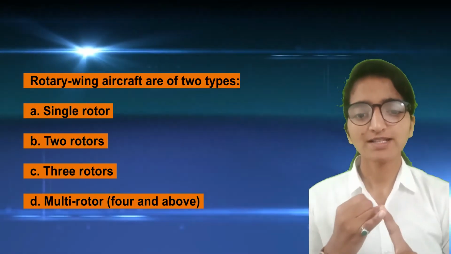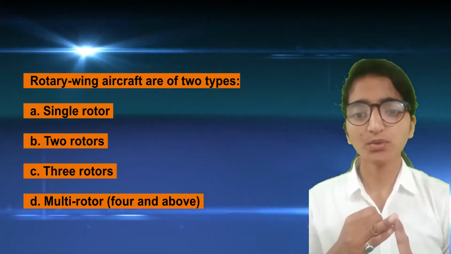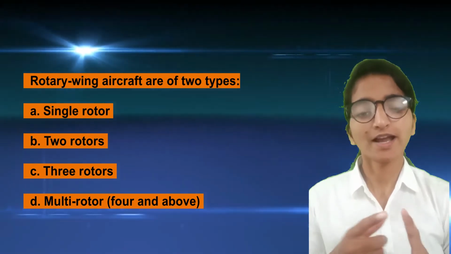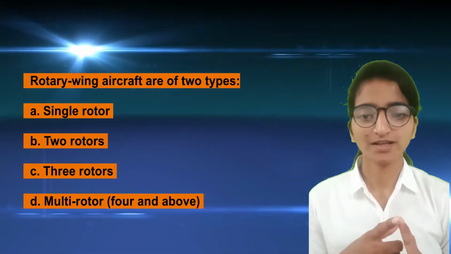Again, if we classify the rotary wing aircraft, it is classified on the basis of the rotor used in UAVs, right? So on the basis of rotor, rotary wing aircraft are classified into 4 categories. Number 1, single rotor. Number 2, 2 rotors. Number 3, 3 rotors. And number 4, multi-rotors.